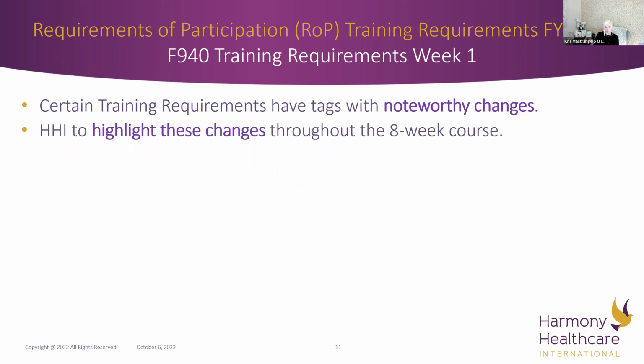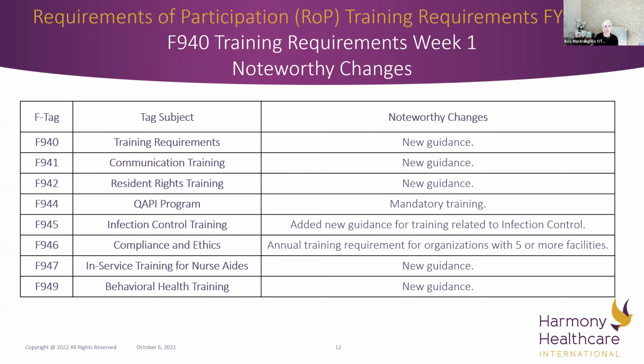And so there are noteworthy changes in the ROP from 6/29/22. And we will highlight those changes, even though there are a lot of basics that many may not be aware of, okay? So there is new guidance throughout the majority. One thing that you should note for the compliance and ethics, that the annual training requirement is for organizations with 5 or more facilities. But again, with compliance, in my opinion, it can take upwards of 3 years to roll it out and effectively put it in place.